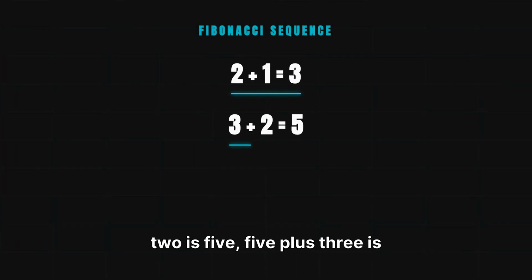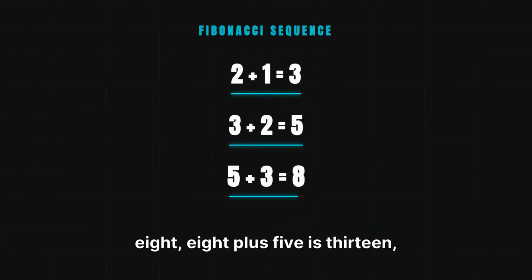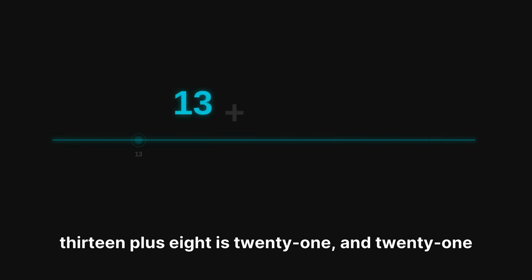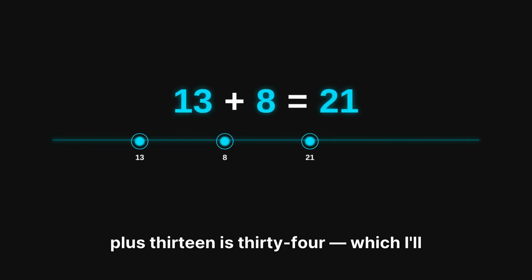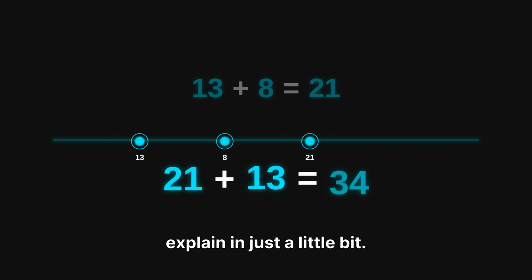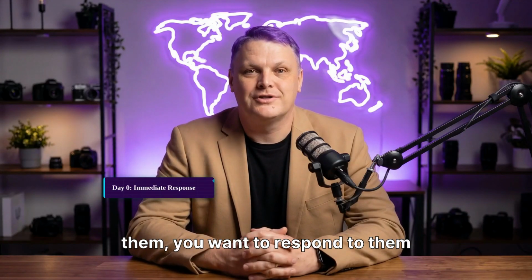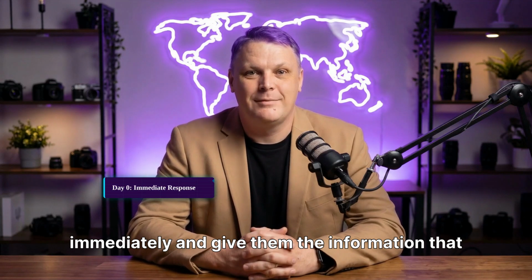3 plus 2 is 5, 5 plus 3 is 8, 8 plus 5 is 13, 13 plus 8 is 21, and 21 plus 13 is 34, which I'll explain in just a little bit. So when someone asks you to contact them, you want to respond to them immediately and give them the information that they're looking for. Okay, so in this situation, that's the 0.